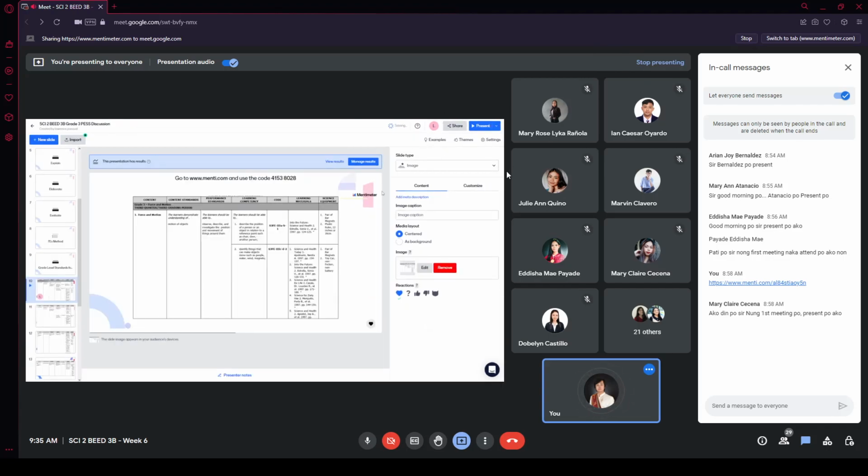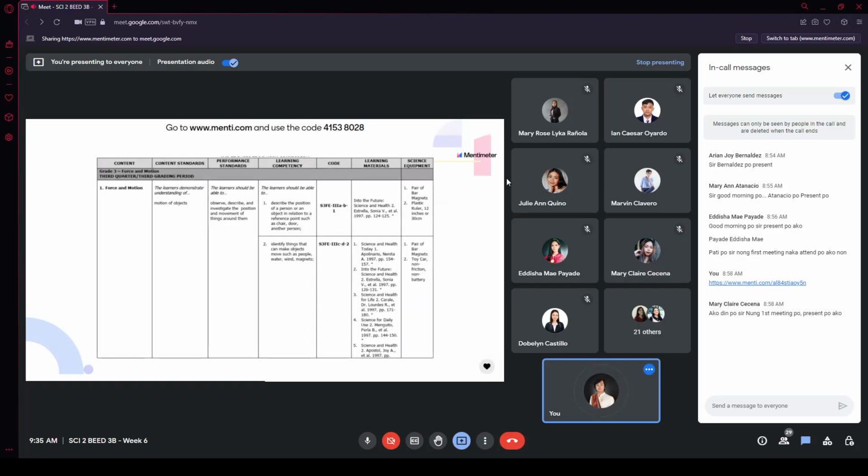Did it go full screen? Okay. Is it legible for those using mobile phones? Are you able to read the topic or the image? Yes po, sir. Okay, good.